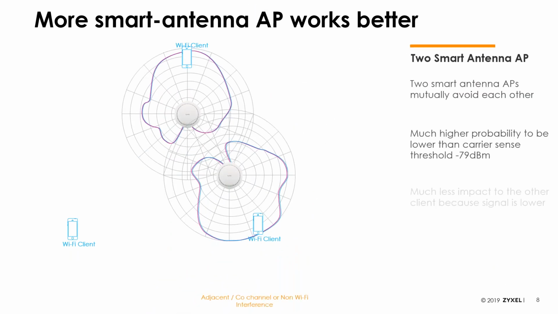Okay, and of course, when you have multiple smart antenna APs in the same environment, they are able to adjust not only to the clients, but to each other as well, hence creating a lot less interference to other APs in the same environment. And all in all, a better Wi-Fi result to everybody.